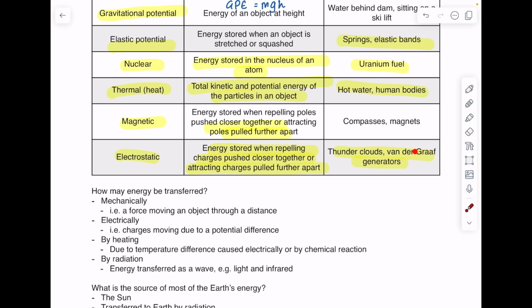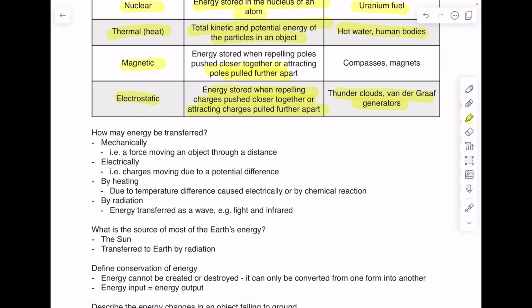Remember, you might have done this at school. You touch that charged dome and it causes your hair to stand up on end. Increasingly, they like to ask you about how energy can be transferred. That can be one of 4 ways.